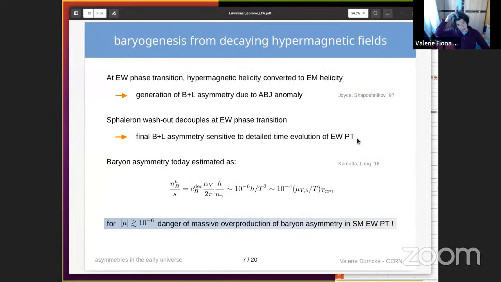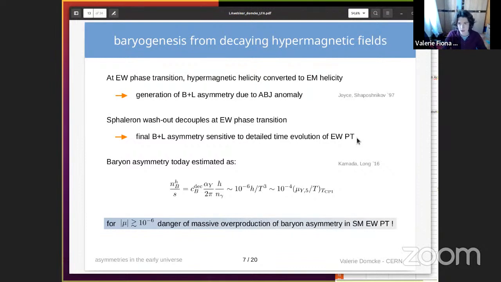Okay, and then the last ingredient that we need is that if this magnetic field survives until the electroweak phase transition, then we get a source of baryon asymmetry. The reason for this is basically the chiral anomaly, the ABJ anomaly, where on the left-hand side you have the change in baryon number or lepton number, and on the right-hand side you have the helicity of the magnetic fields.